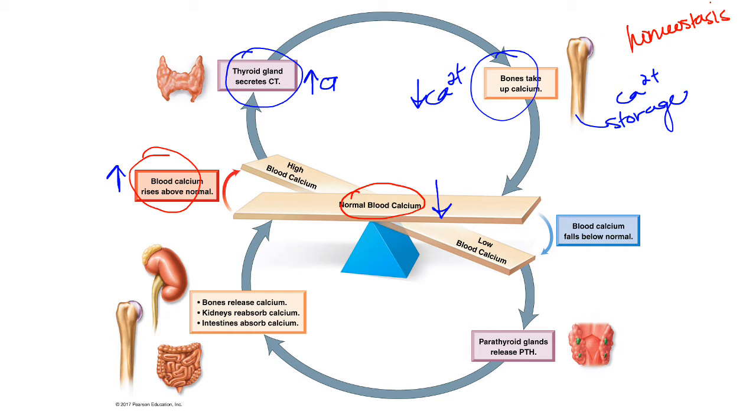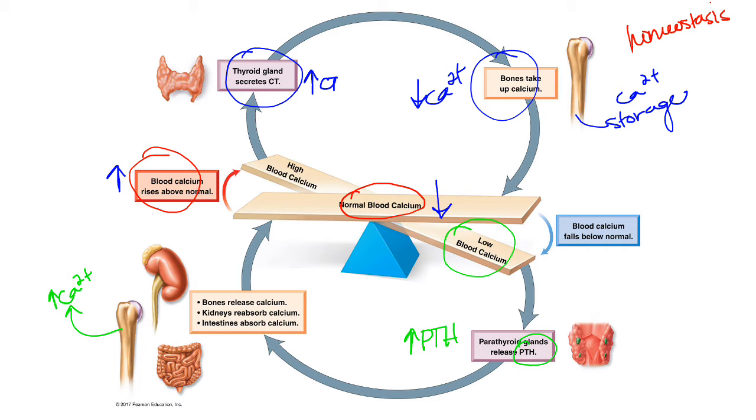But on the other hand, if we have too low blood calcium, now we need to get our blood calcium back up to normal. In cases where our blood calcium falls below normal, that is when the parathyroid is going to release parathyroid hormone. So if we have increased PTH, that's actually going to talk to a variety of organs. It'll talk to the bones, the kidneys, and the intestines. The bones specifically are going to release calcium. So they are going to increase calcium in the blood just by simply releasing that.